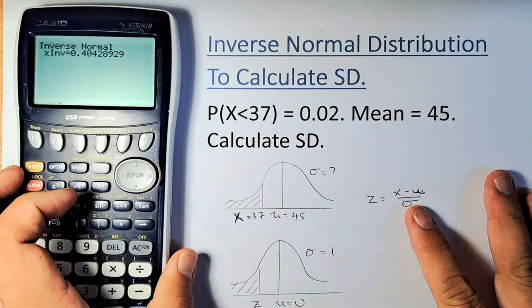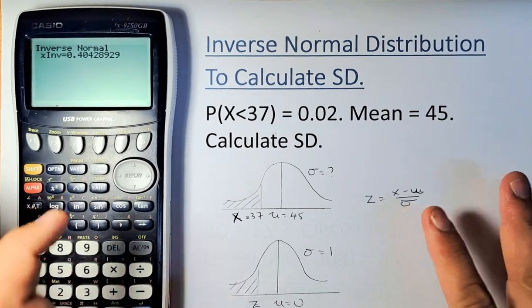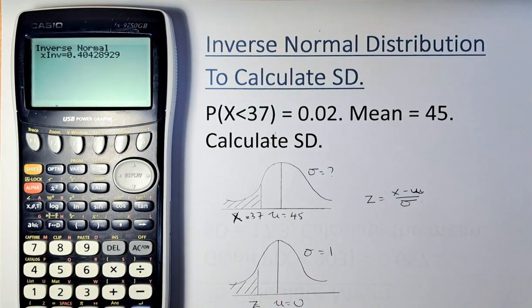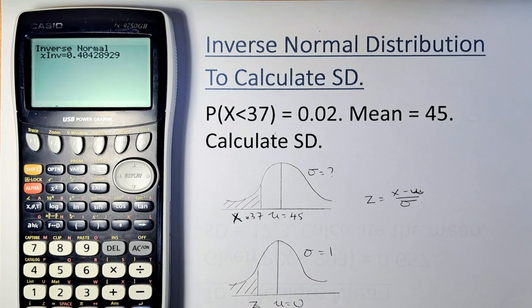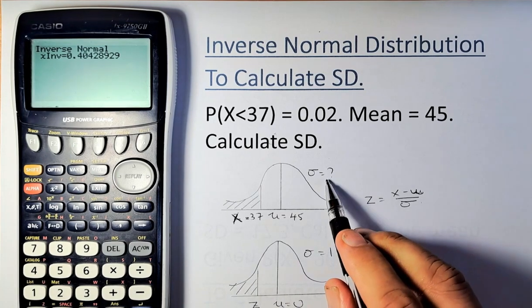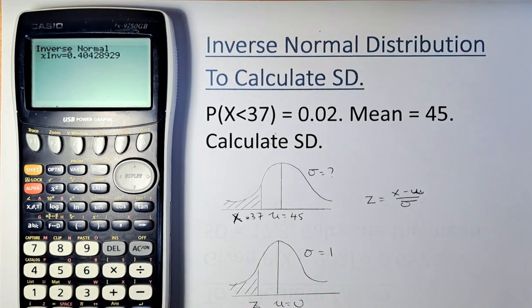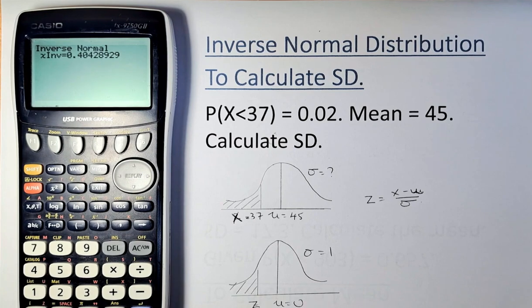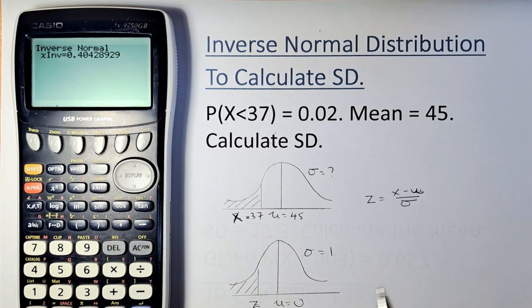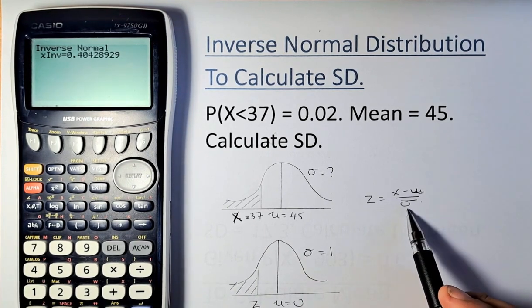Okay, we're going to readjust. So the question is now, inverse normal distribution to calculate standard deviation. The probability of x less than 37 is 0.02. The mean is 45, and calculate the standard deviation. Again, to calculate mean and standard deviation, you have to standardize it before you can calculate the answer. So you need to use this formula to calculate the standard deviation.